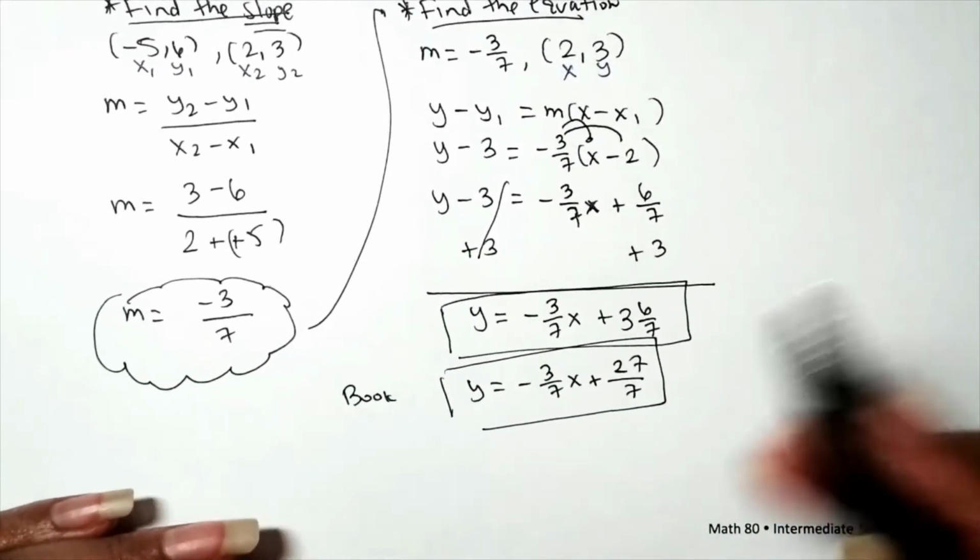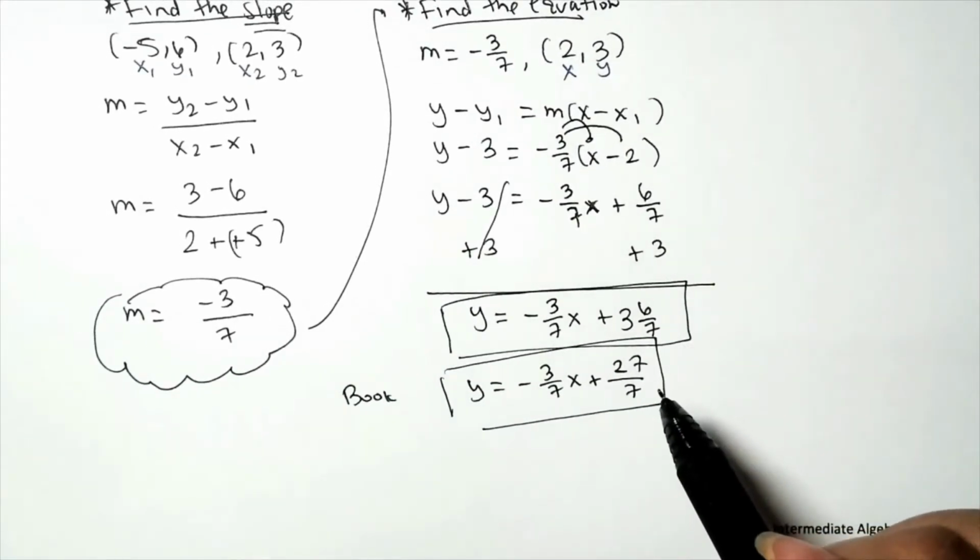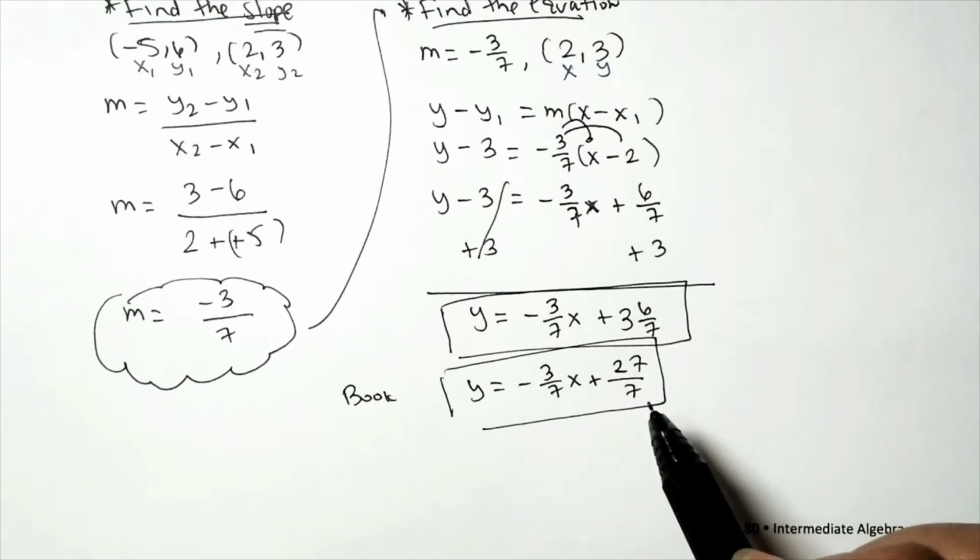Cool. Now, can you write it as a decimal? You sure can, but it's not going to give you a clean decimal, so I will keep it as a fraction. Again, decimals are fine as long as you don't round.